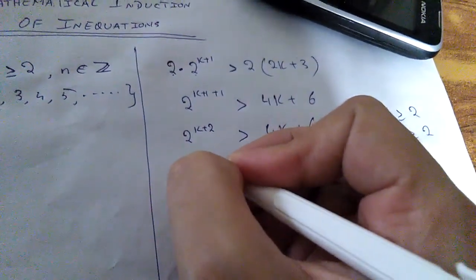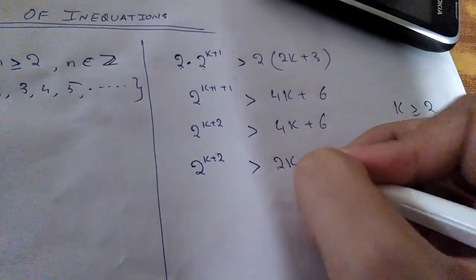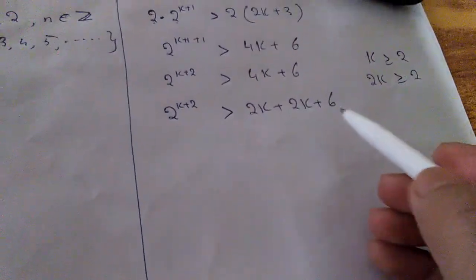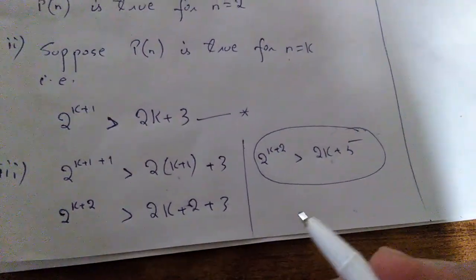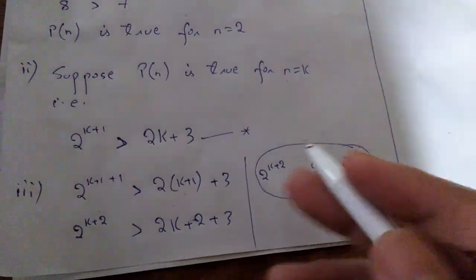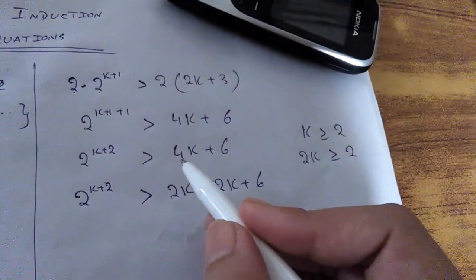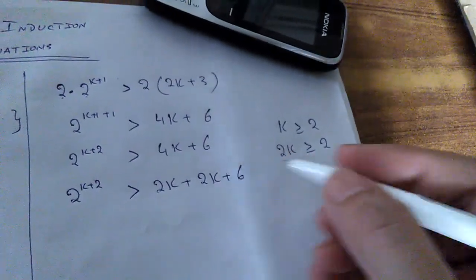If I simply break this 4k into 2k plus 2k, plus 6, I'm doing all this just in order to get this format. Same thing, but my objective is to bring this form. For that purpose, I'm doing all this endeavor. So you see I've just broken 4k in this way, in the 2k plus 2k form.